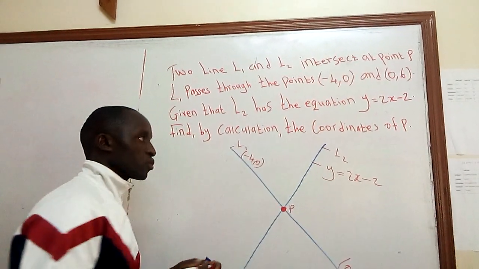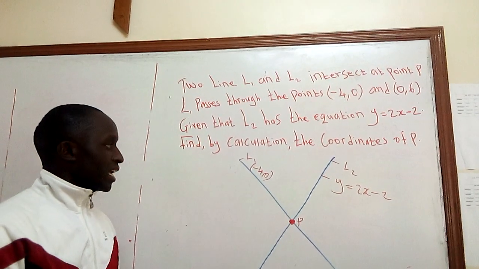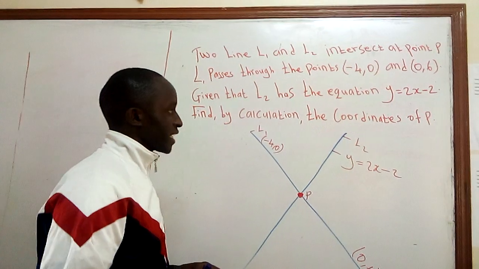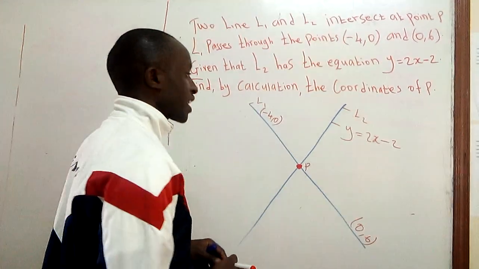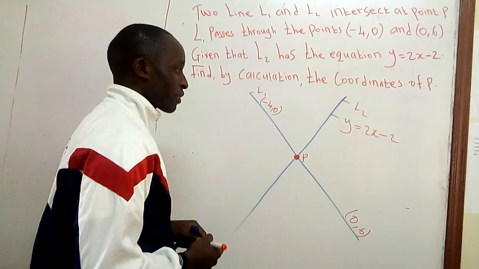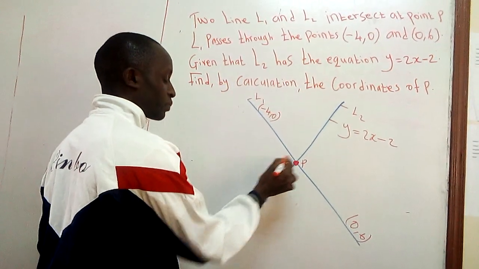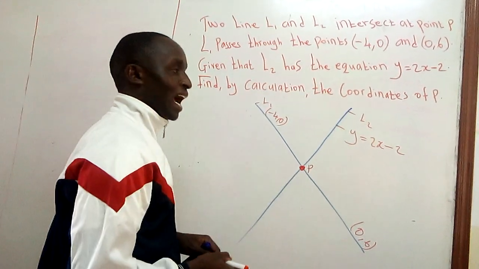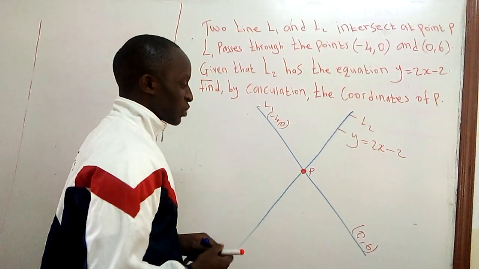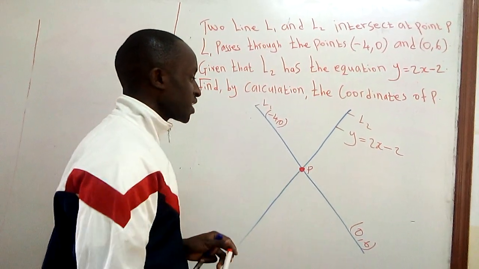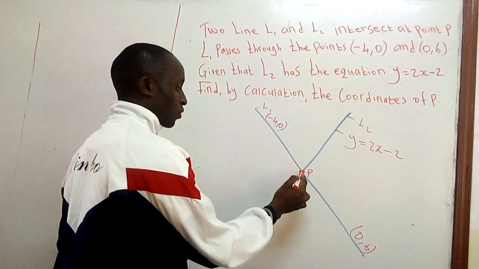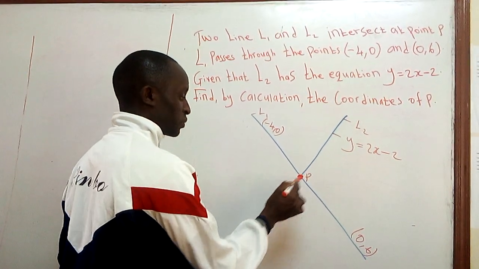One thing that you need to note well, learner, is that the point at which these two lines are meeting is the same point. Therefore, the value of x at this point and the value of y at the same point are the same, because that is the point at which they are intersecting. How can I get the value of x and y for this point P?